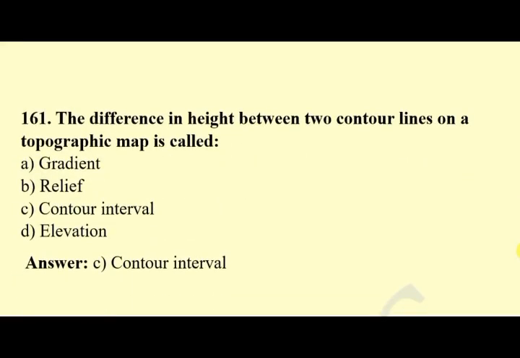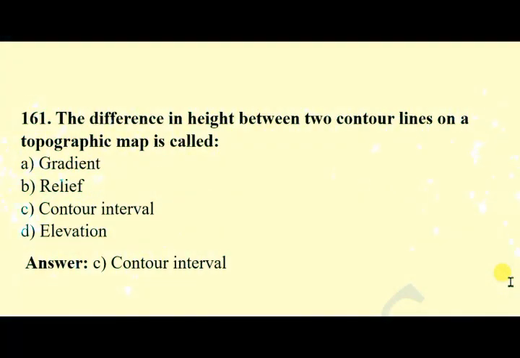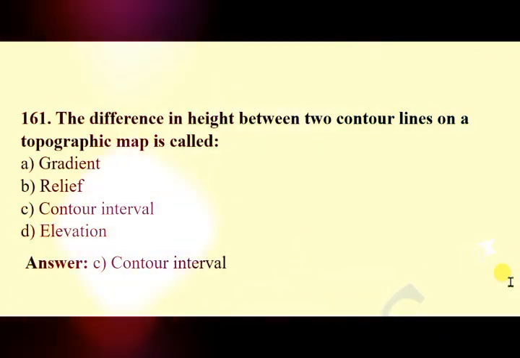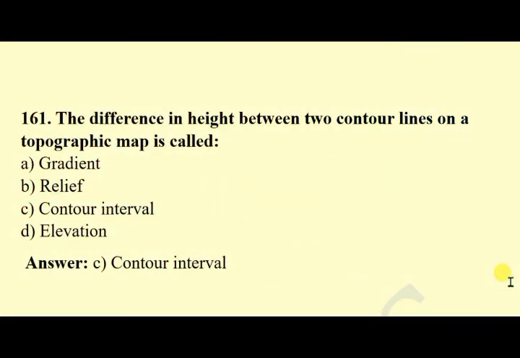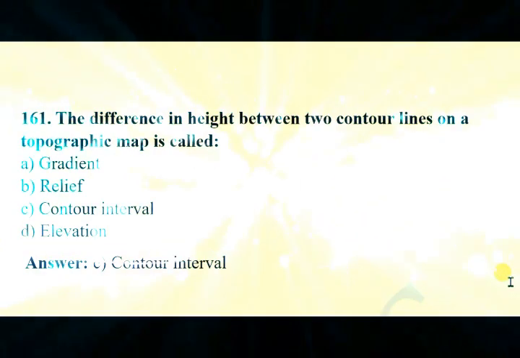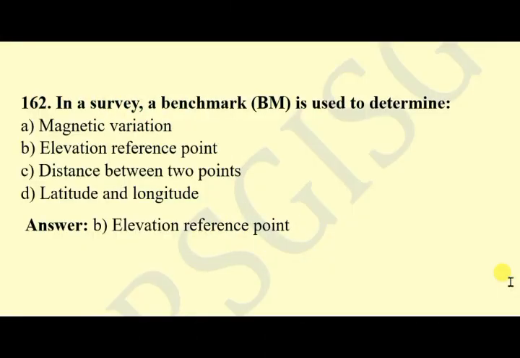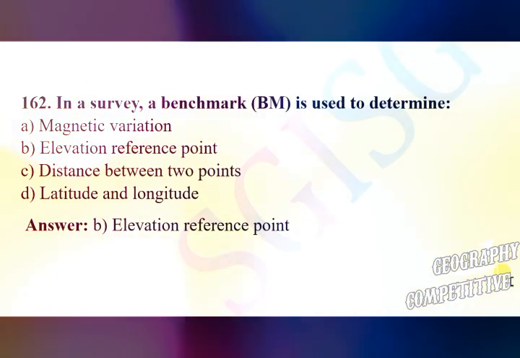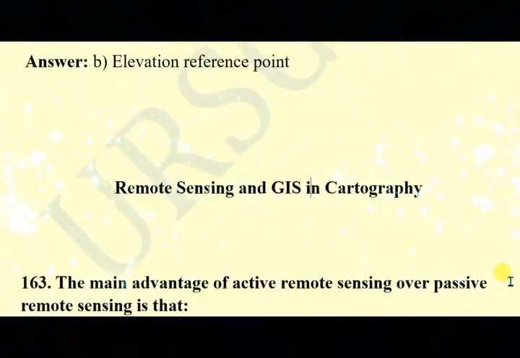Question 161. The difference in height between two contour lines on a topographic map is called: gradient, relief, contour interval, elevation. Here the right answer will be contour interval. Question 162. In a survey, a benchmark is used to determine: magnetic declination, magnetic variation, elevation reference point, distance between 2 points, latitude and longitude. Here the right answer will be elevation reference point.